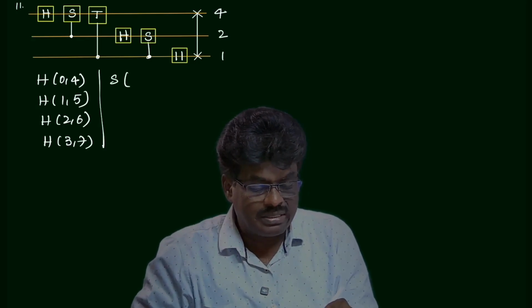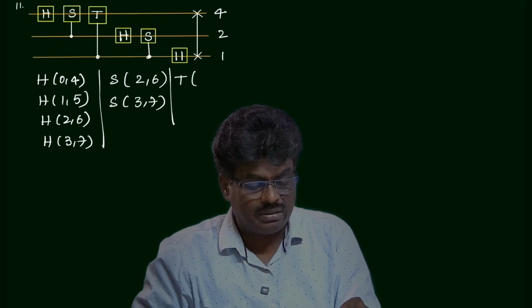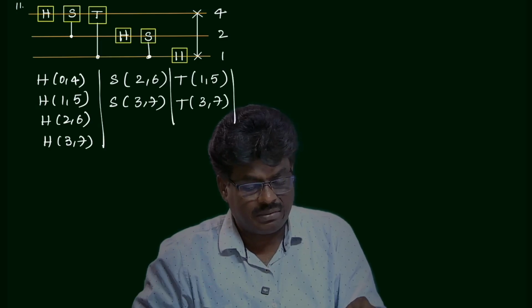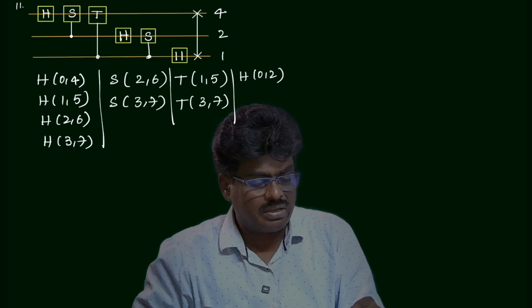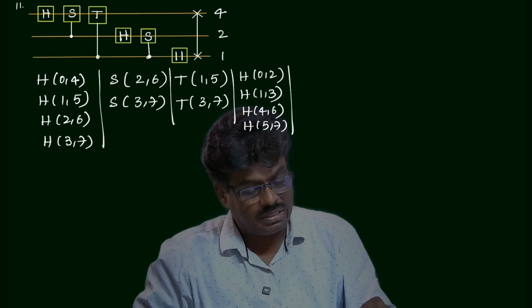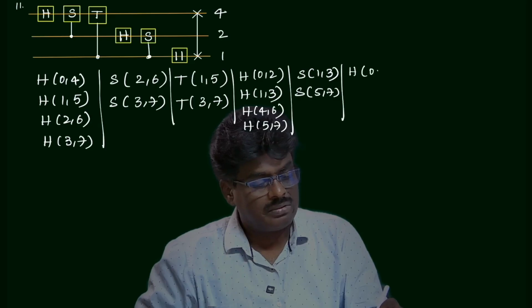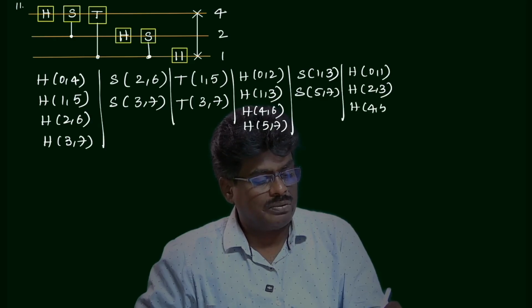So next, controlled S is there, 2 to 4, 2 comma 6. You have to add 1, that is 3 comma 7. Next controlled T, 1 to 4, 1 to 5. You have to add 2, 3 comma 7. Now Hadamard on 0 comma 2, 1 comma 3, 4 comma 6, 5 comma 7. 0 comma 1, and next add 2, next add 4 to all the states.